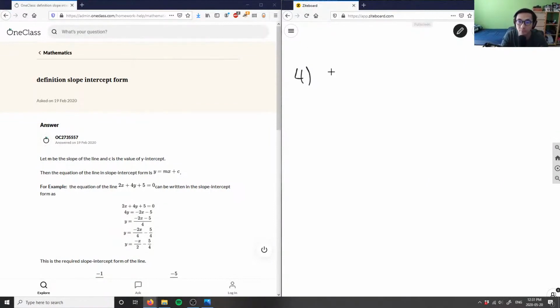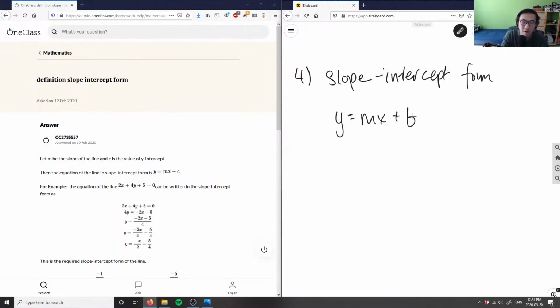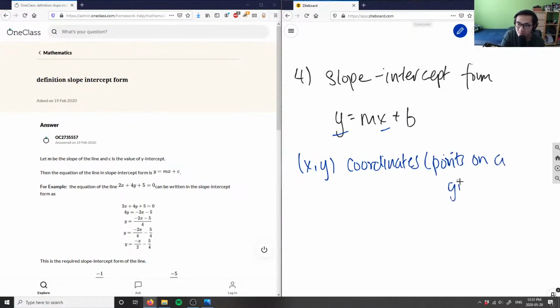The definition of slope-intercept form, you can think of it as y equals mx plus b. And that's going to be our slope-intercept form. It's simply just y equals mx plus b. I like b here. I don't like c personally. Within this, we have y, so we have x and y points. These are x and y coordinates, or you can say points on a given line.